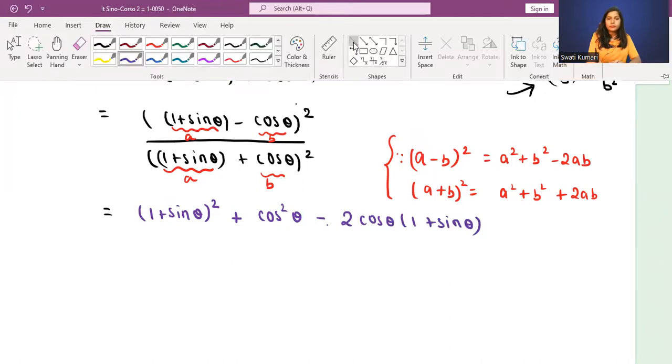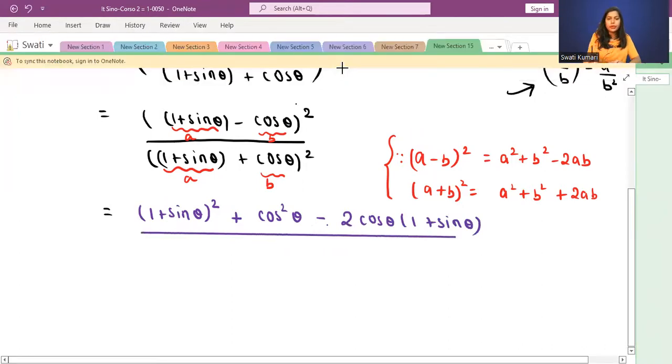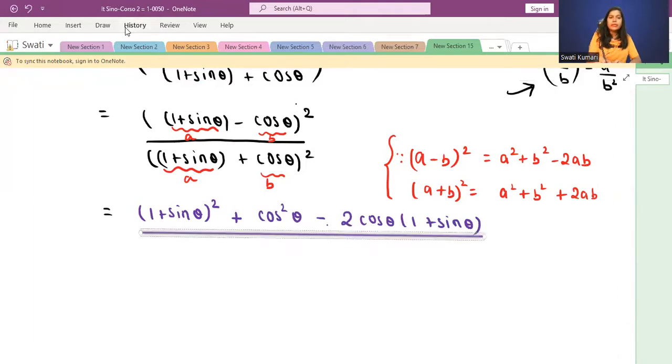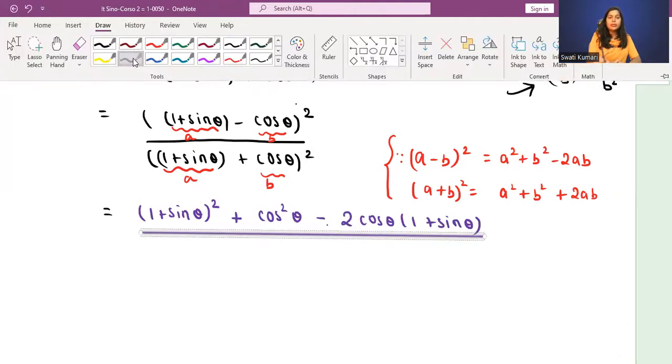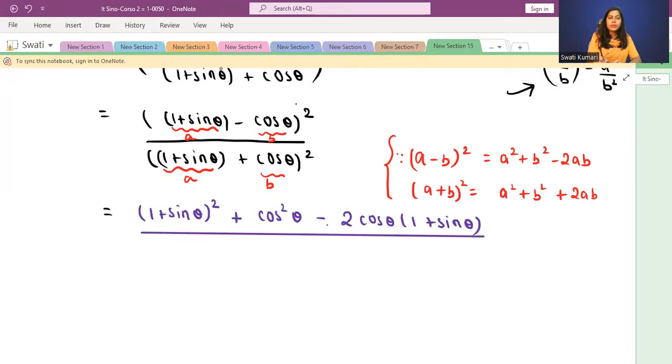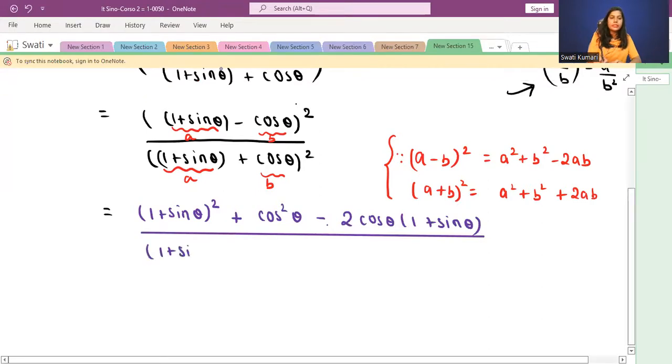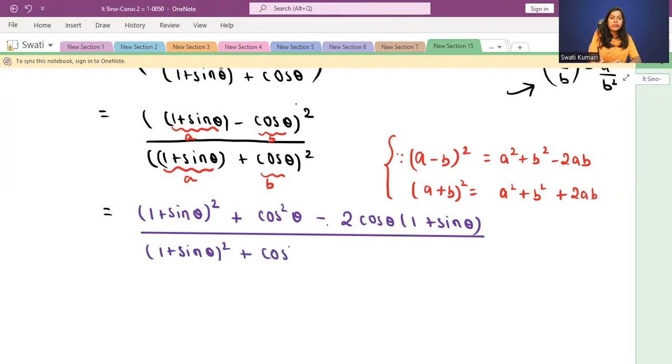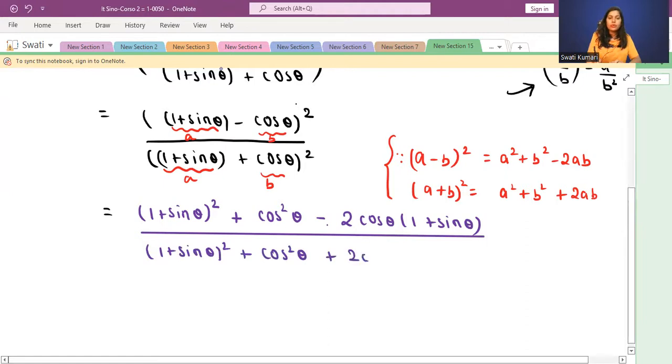Now here we have to write down the denominator, and we are going to use the formula (a plus b) whole square. So similarly, this will become (1 plus sine theta) whole square plus cos square theta, and then this time it's plus twice of ab. So plus 2 cos theta, and a is 1 plus sine theta. Now we are almost reaching towards the answer.